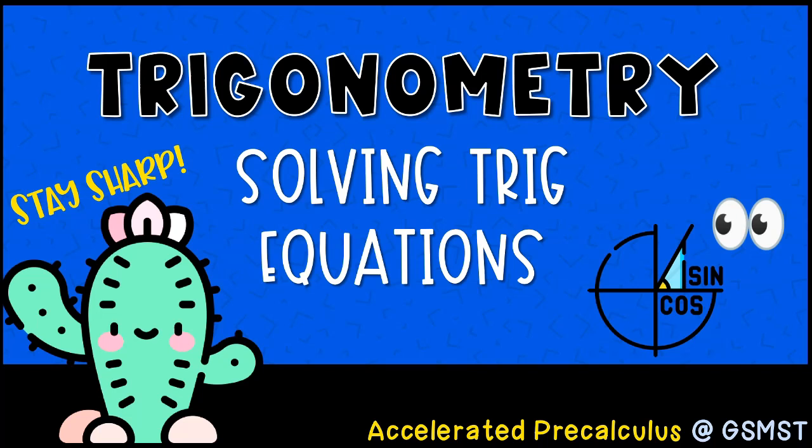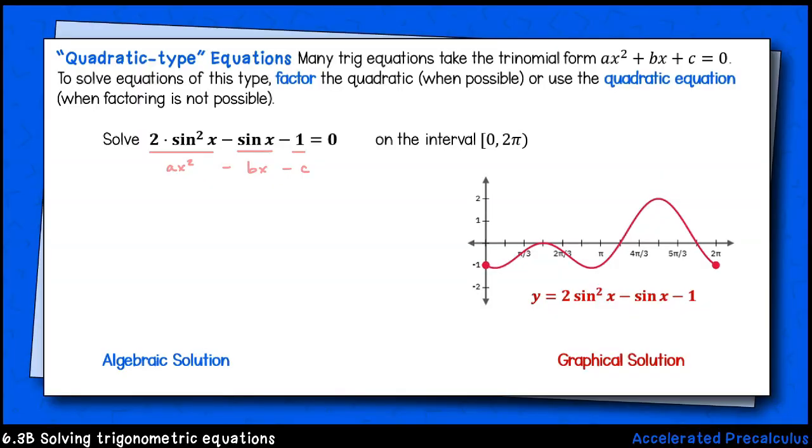Welcome back, scholars. Today we will continue looking at how to solve trigonometric equations with a focus on quadratic type examples. Let's get started. In this first example, we're asked to solve an equation where the left-hand side is a 3-term expression. Notice that the left-hand side takes the form ax squared minus bx minus c, which is a typical quadratic trinomial form. Recall that we can factor this left-hand expression using a variety of techniques.